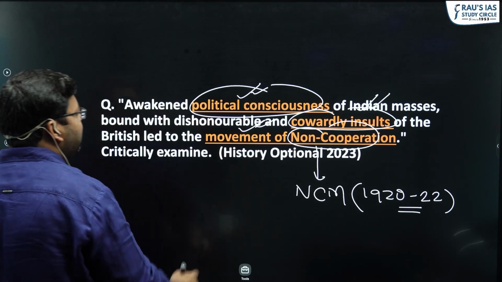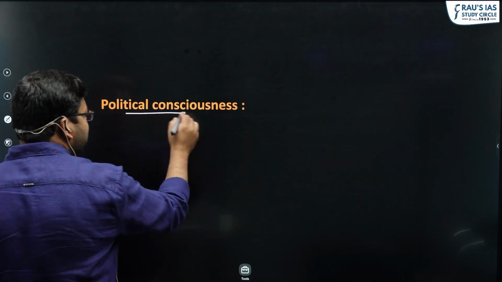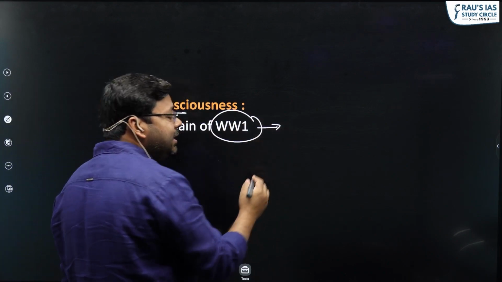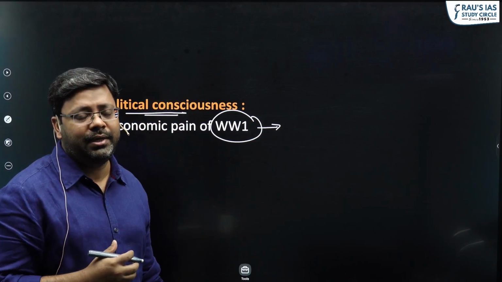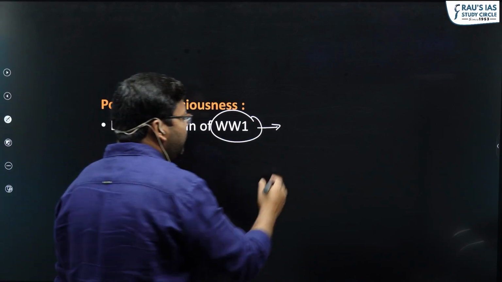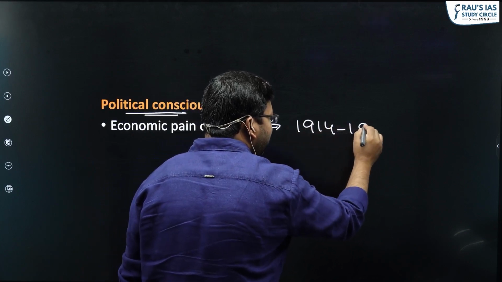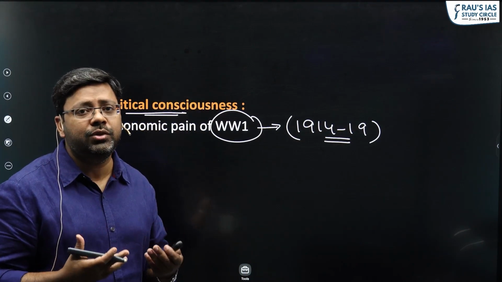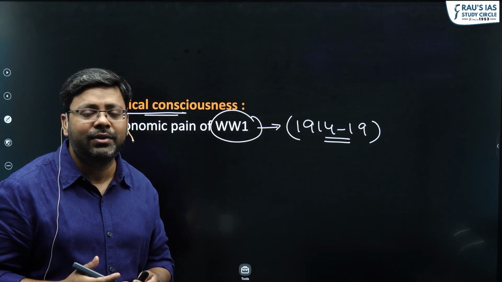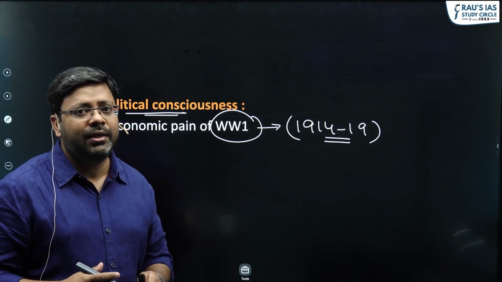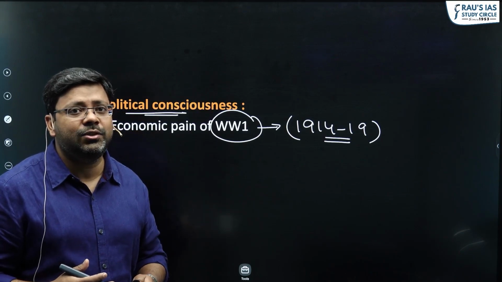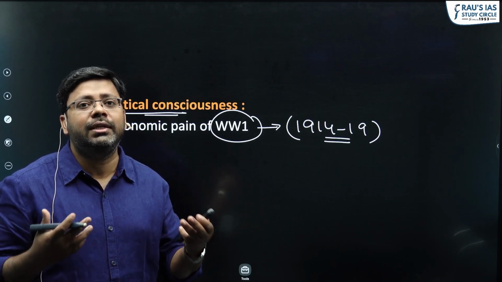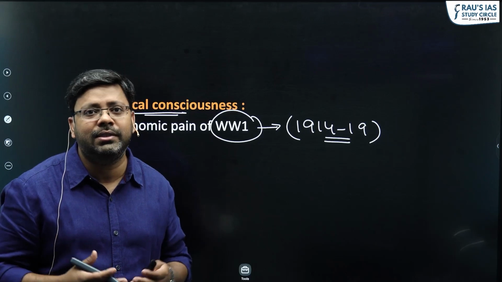The first keyword is increased political consciousness. Now, see here, it was the time the First World War had created intense economic problems in India. What was the time period of the First World War? Between 1914 and 1919. An intense economic crisis-like situation had been in India because the British had diverted huge resources away from India. Certainly, when there was such a huge economic crisis, the people would always be politically more active. Political consciousness would increase because the people would look for a change in governance.